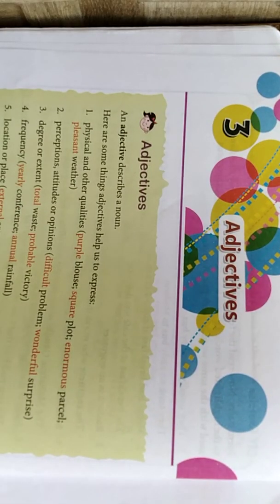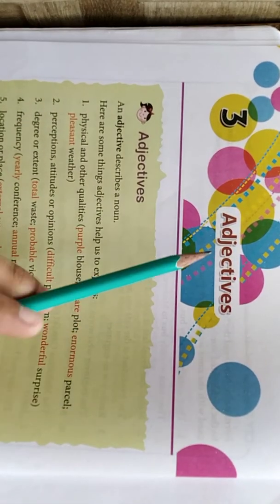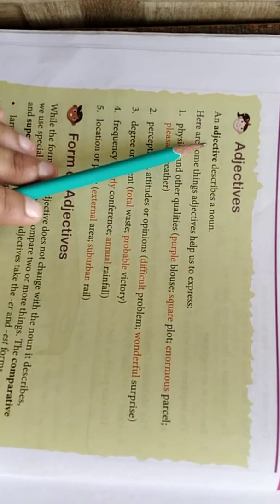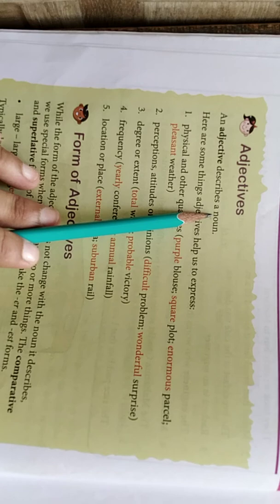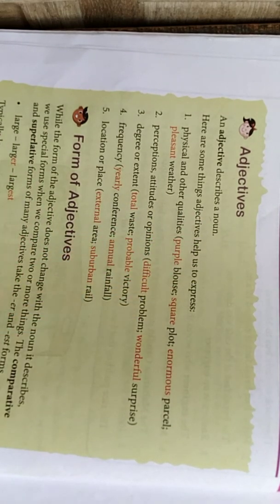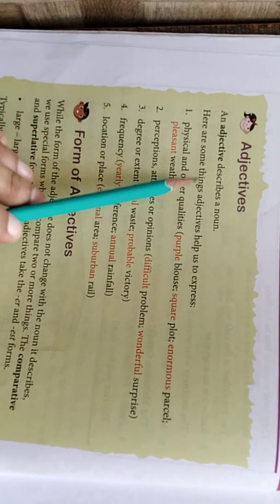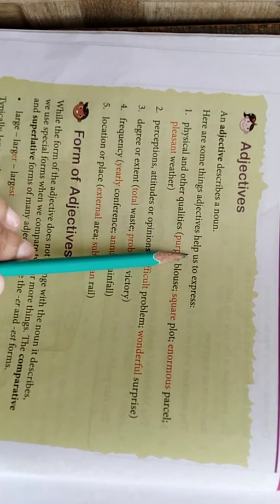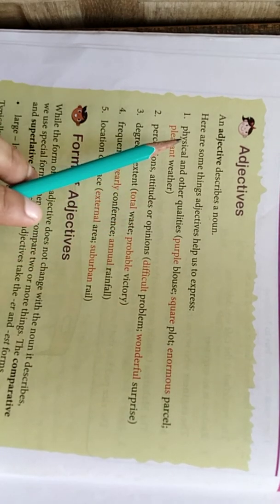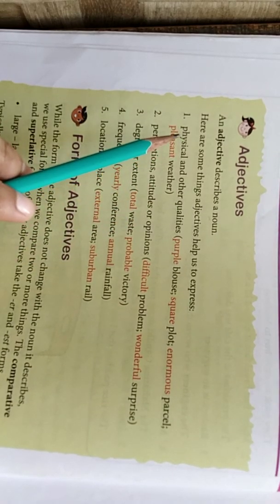Hello students, today we will learn about adjectives. So let's start. An adjective describes a noun. What is an adjective? It describes a noun or it shows the quality of a noun. Here are some things adjectives help us to express. What do adjectives help us with? First, physical and other qualities.